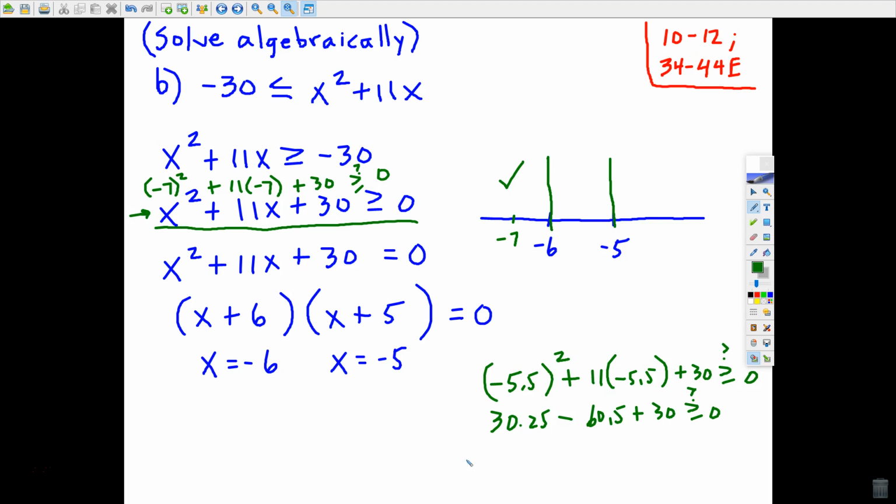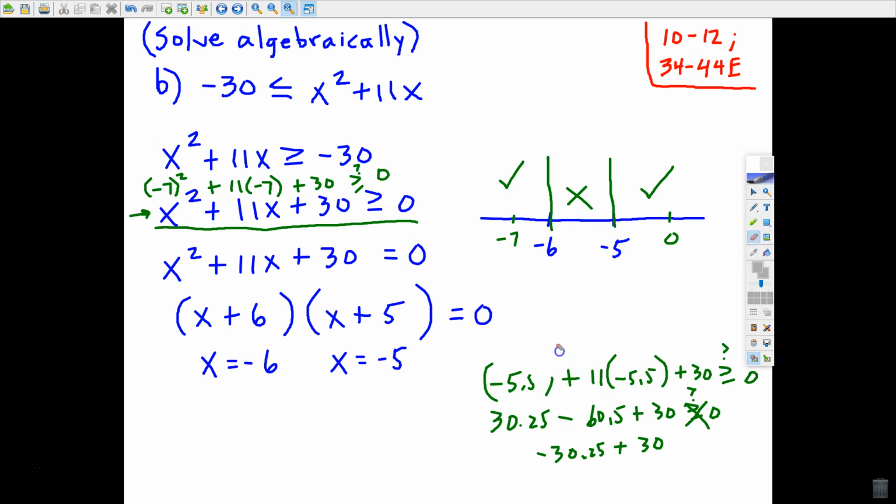30.25 minus 60.5 is negative 30.25 plus 30. Well, that's going to give me negative 0.5, which is not greater than or equal to 0. So the numbers in this range do not work. So let's try a number to the right, or greater than negative 5, and 0 is the easiest. So we can probably do that mentally. 0 plus 0 plus 30. 30 is greater than or equal to 0, so all of the numbers in this section do work.